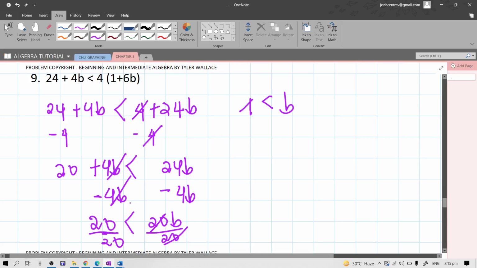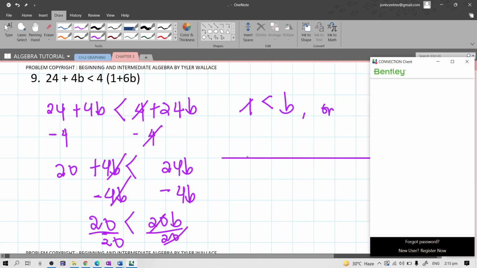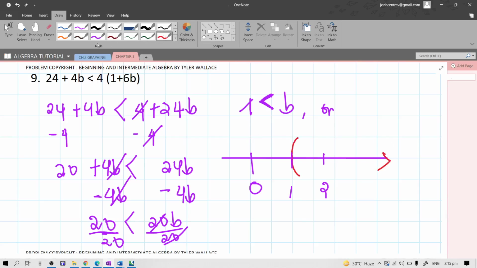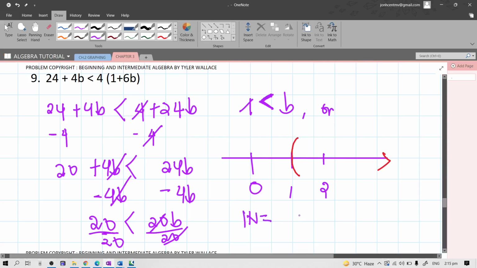Okay, so to graph that equation, sige, graph na natin. So we have 0, 1, and 2. Okay. So si 1 daw ay less than kay b. Okay. So ganyan yung magiging graph. So, our interval notation here is 1, positive infinity.